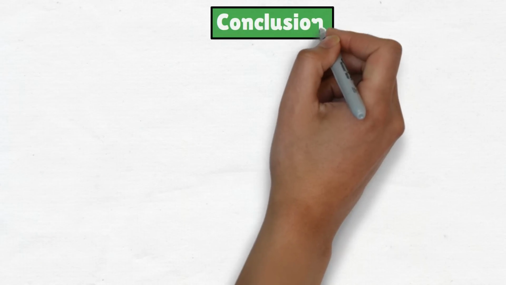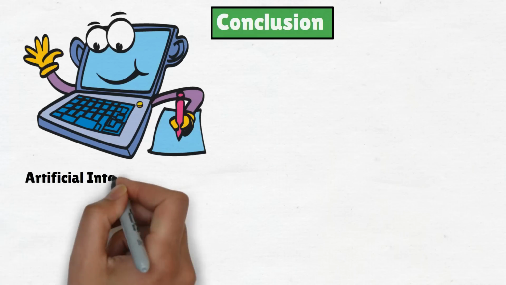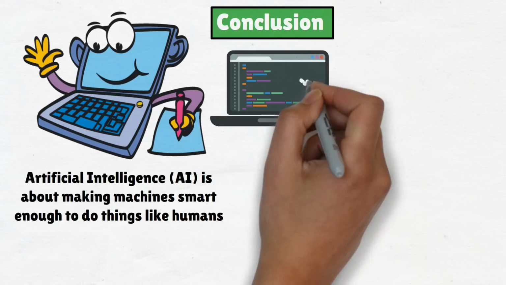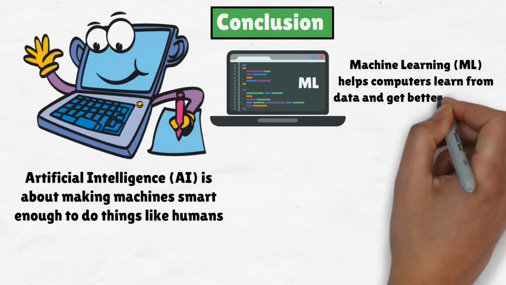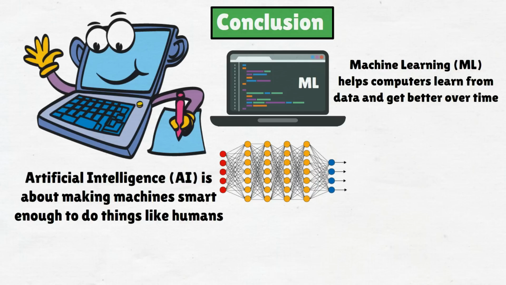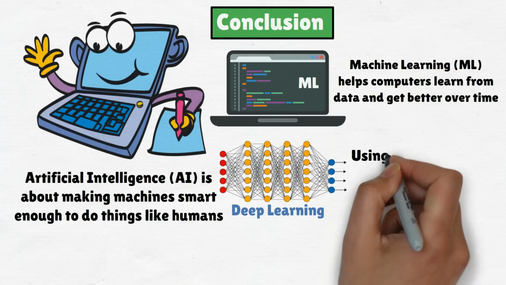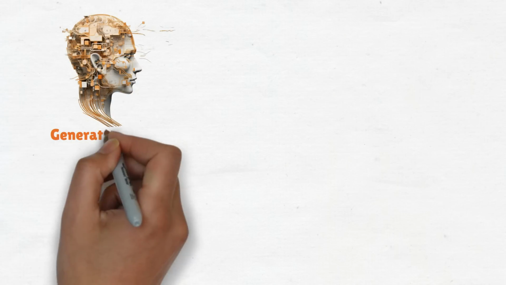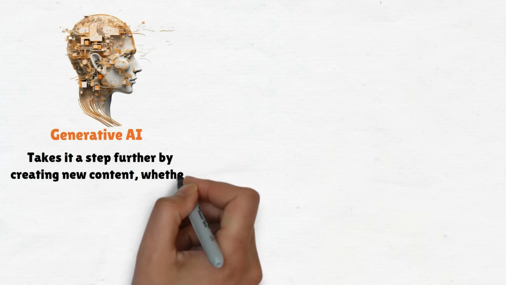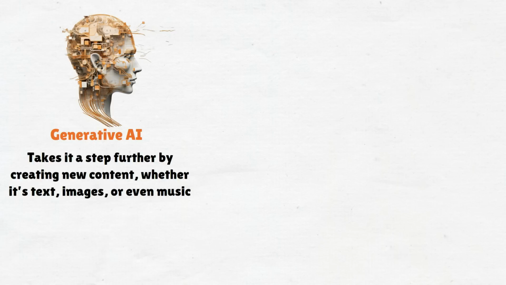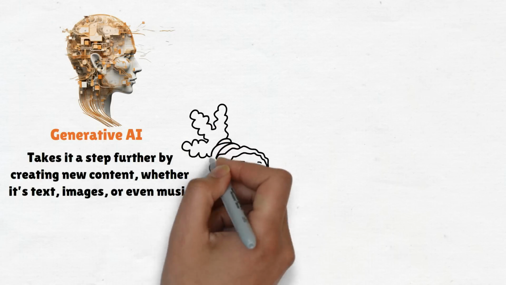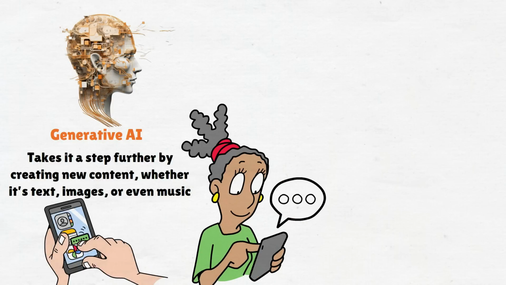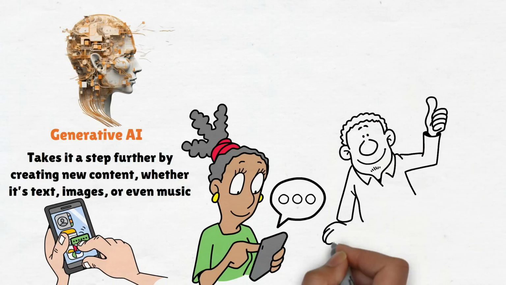Conclusion. So, to wrap it all up, artificial intelligence, AI, is about making machines smart enough to do things like humans. Machine learning, ML, helps computers learn from data and get better over time. Deep learning is a more advanced form of machine learning, using neural networks to process complex information. And finally, generative AI takes it a step further by creating new content, whether it's text, images, or even music. These technologies are already part of our daily lives, making everything from our phones to our favorite apps smarter and more helpful. I hope this video helped you understand these concepts a little better.